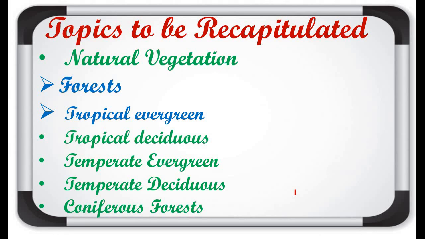And in today's lecture we will discuss grasslands, the meaning of grasslands and its types, and thorny bushes or tundra vegetation. So let's start today's discussion. First we will discuss the grassland.